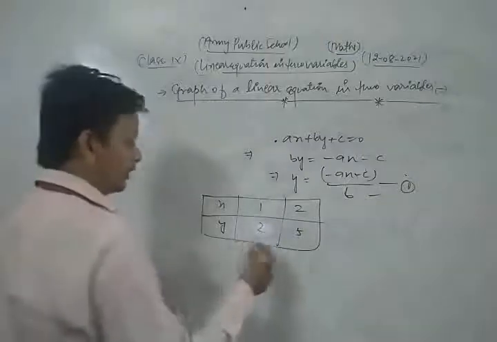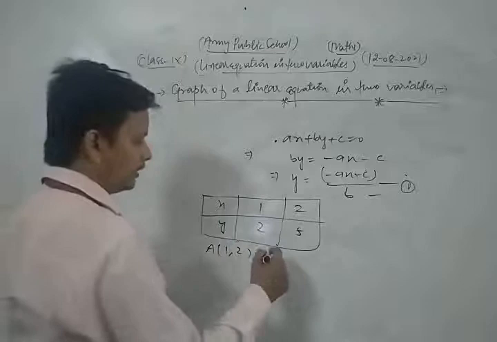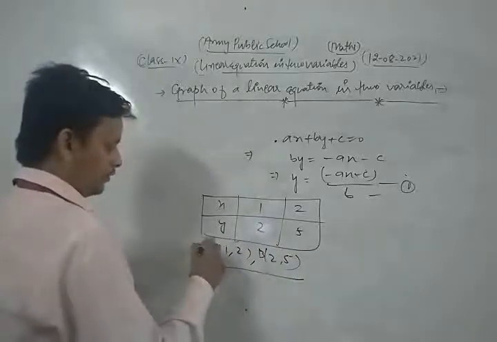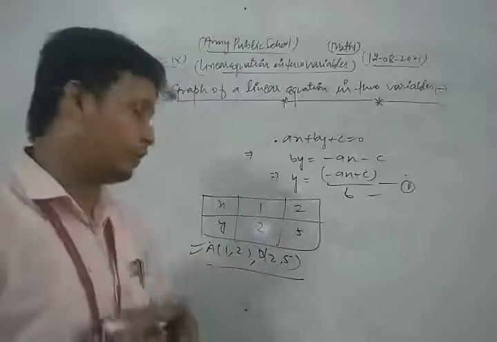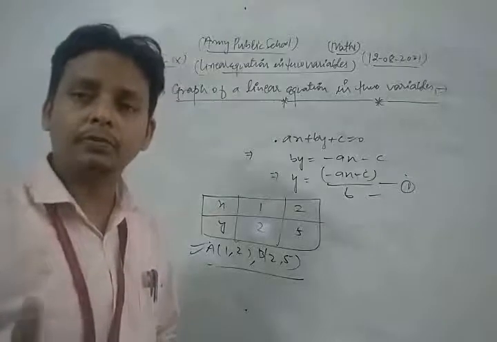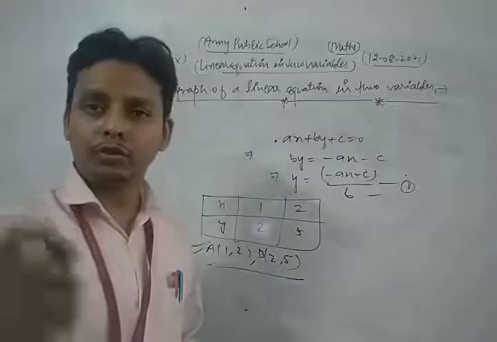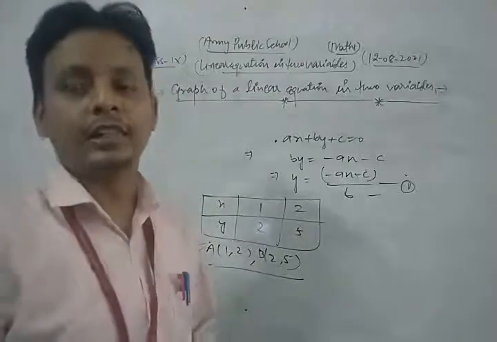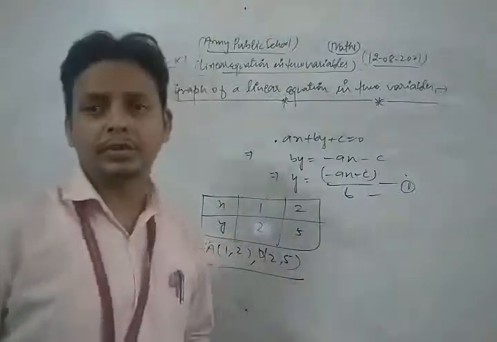So we have the points, suppose A(1, 2) and the second one B(2, 5). Then we plot these points on the graph. After plotting all those points on the graph paper, we join them with the help of a straight line. That straight line is the required graph of the linear equation in two variables.